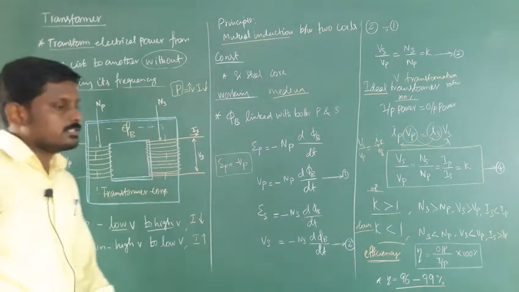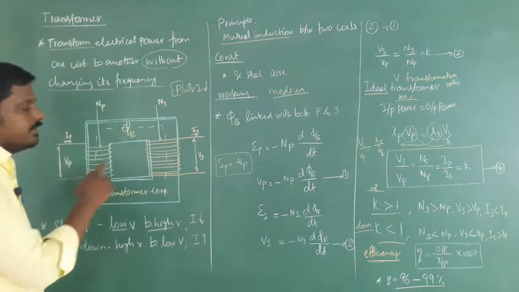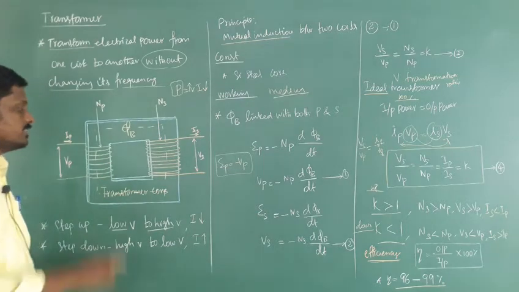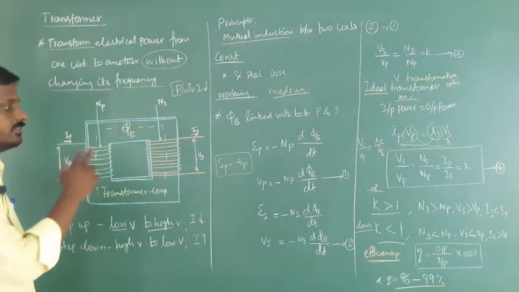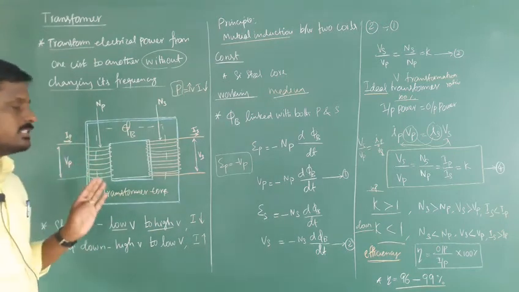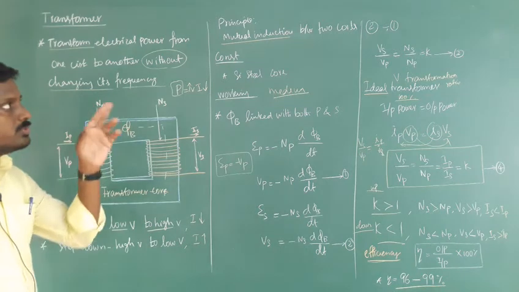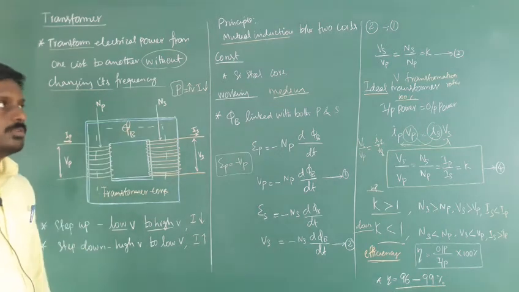Then what is the working principle? The mutual induction between the two coils, the primary coil and secondary coil. When there is a change in magnetic flux linked with the coil, there is an induced EMF in the neighboring coil. The magnetic flux changes because there is a change in current in the primary coil. So mutual induction between the two coils is the working principle of the transformer.